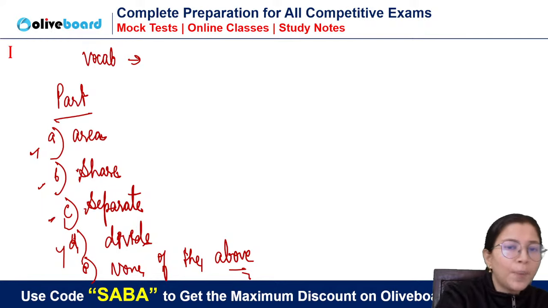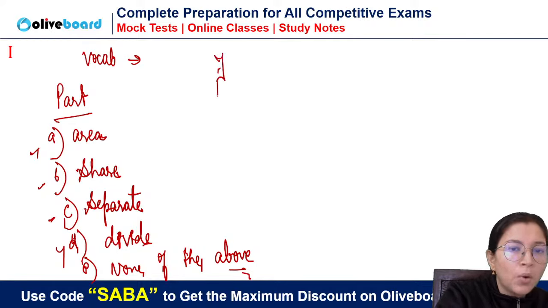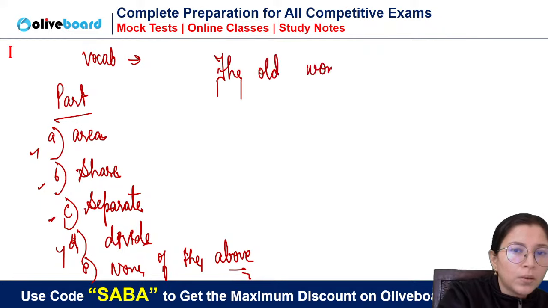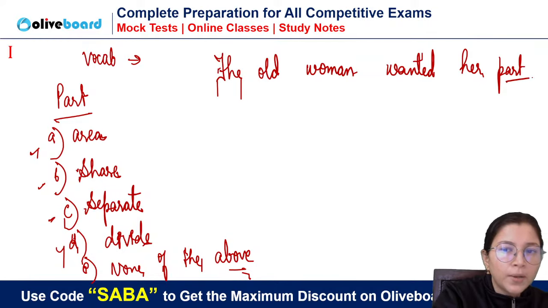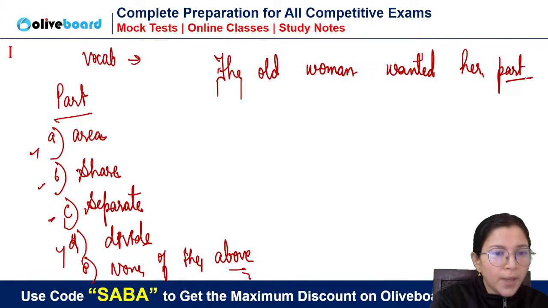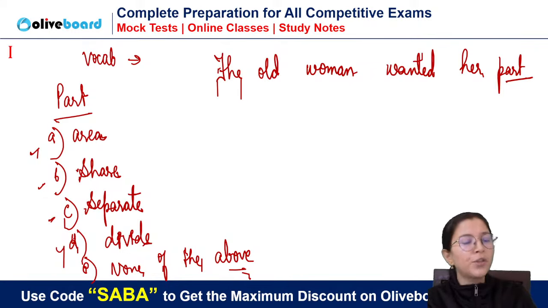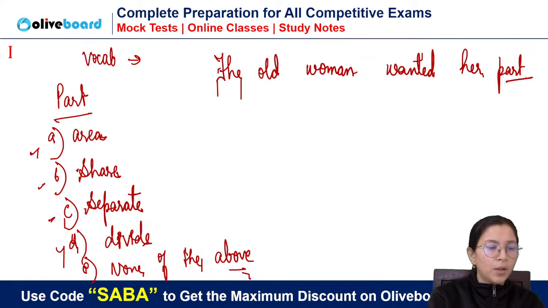For example, if I say, the old woman wanted her part. What will be the meaning of part here? Can you use area, share, separate, divide? Which word will you use here? The old woman wanted her part.